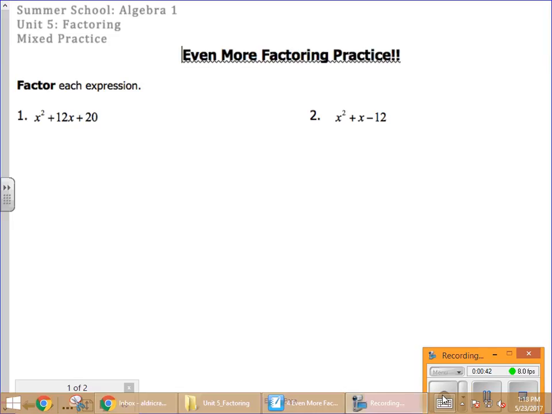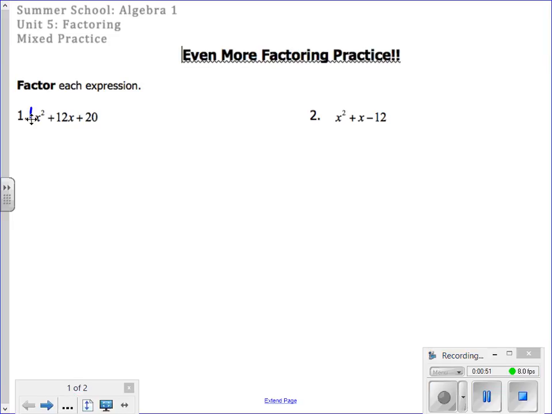All right, in order to factor this expression, to factor a trinomial, I need to use a method called split the middle. When it's just an x squared, I have to remember that there's an invisible 1 in front of that x squared. So I need to multiply the 1 and the 20 together. 1 times 20 is 20. I need to find two numbers that are going to multiply to 20 and add to this middle number of 12. So two numbers that multiply to 20 and add to 12 are 10 and 2.